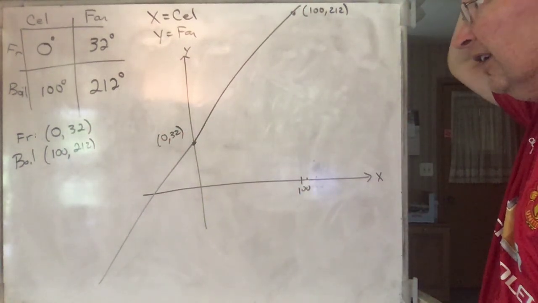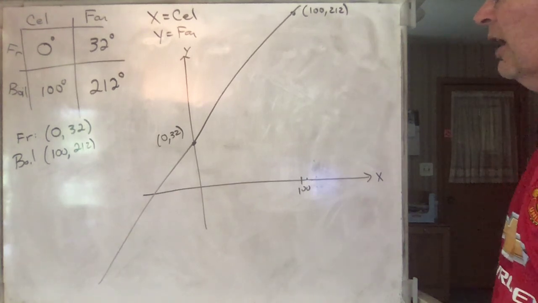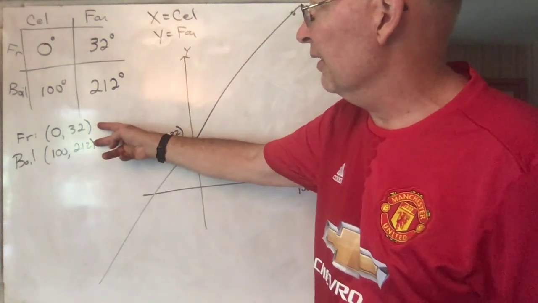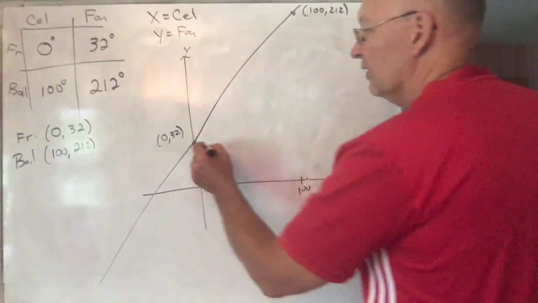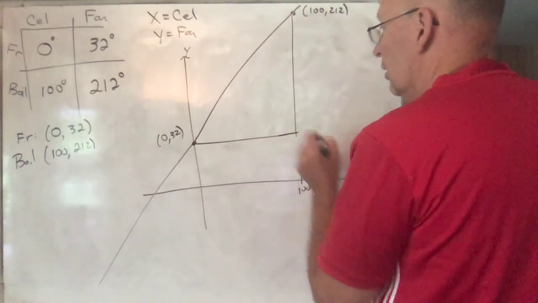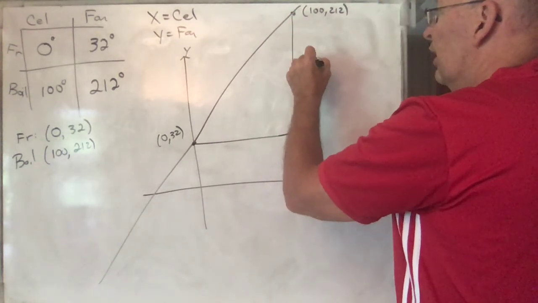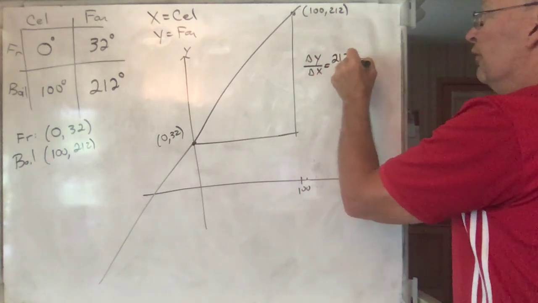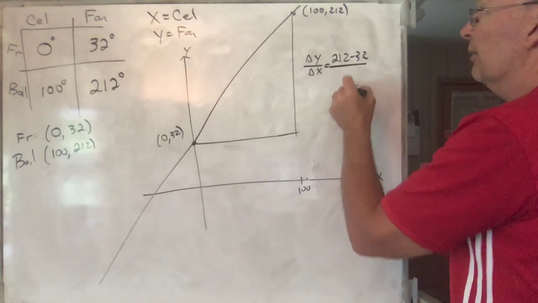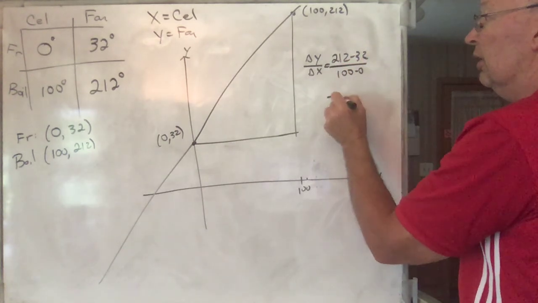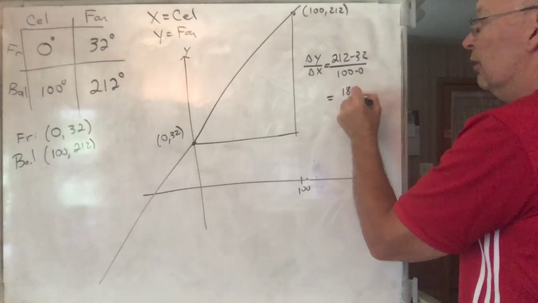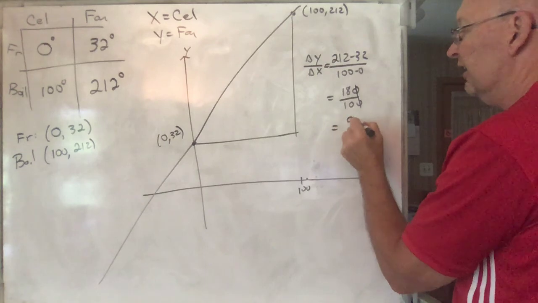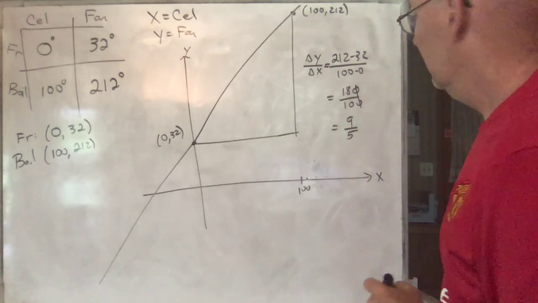And let's go ahead and find out what that relationship is. Okay, how do we do it? Well, we need the equation of the line. We've got 2 points on the line, we need the slope of the line. And that's easy enough to get, because the rise over the run, change in the y over the change in the x, is going to be 212 minus 32 divided by 100 minus 0, which gives you 180 over 100. Cancel the 10s and you're going to get 18 over 10. 18 over 10 is the same as 9 over 5. So there's your slope.